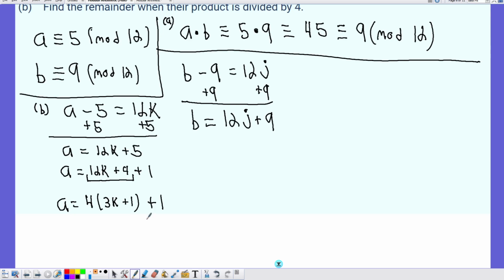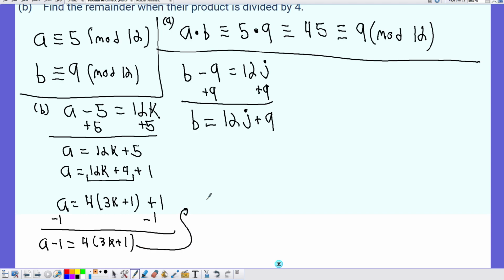Now, I can subtract 1 on both sides to demonstrate that the difference between A and 1 is equal to 4 times (3K plus 1). And what this establishes, well, 3K plus 1 has to be an integer, because 3 times K is an integer, and plus 1 would be another integer. And if the difference between A and 1 is a multiple of 4, then this establishes the fact that A is congruent to 1 mod 4. So that's pretty interesting.